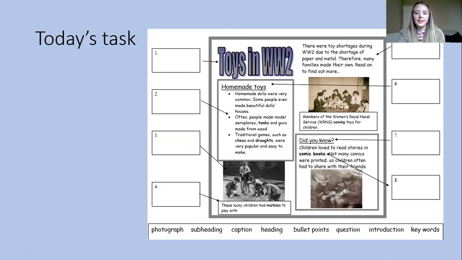Your second activity then is a little page of non-fiction text about toys in World War II. And you are going to label them with the words at the bottom of the page. Now, again, don't worry if you don't have a printer, because I've numbered these boxes. So you can just write the word next to the number. Okay, so I want you to take a look at this, read through this, find out a little bit more about toys in World War II. And you're going to label it with the key features.